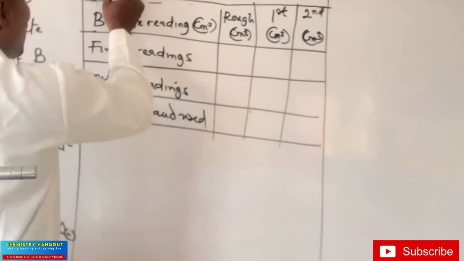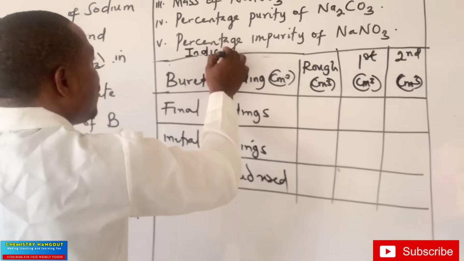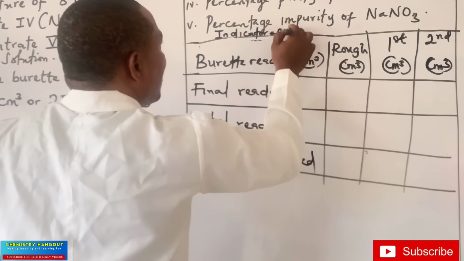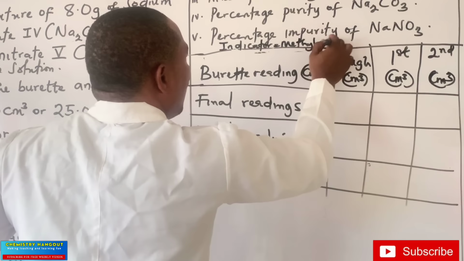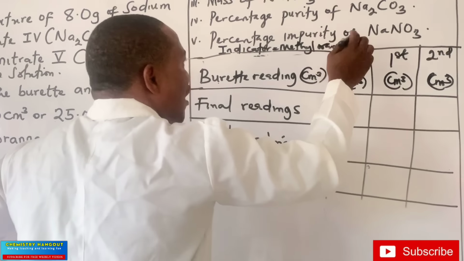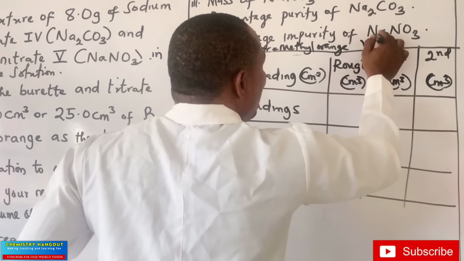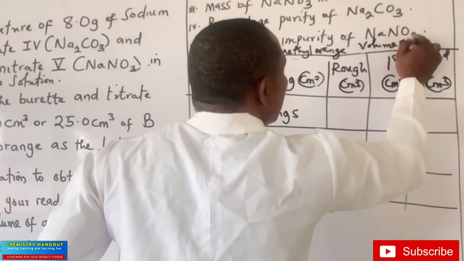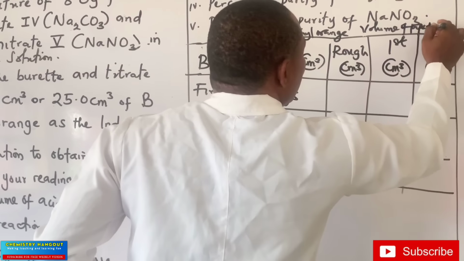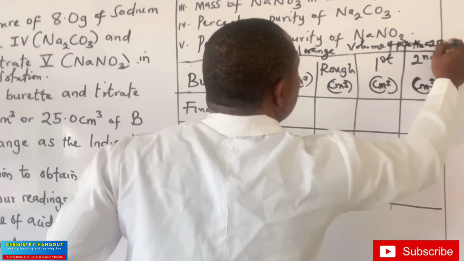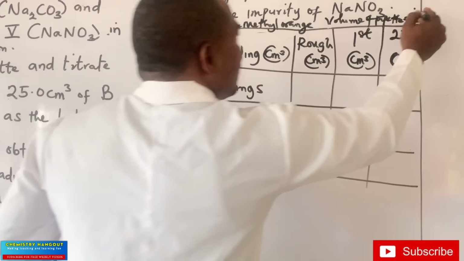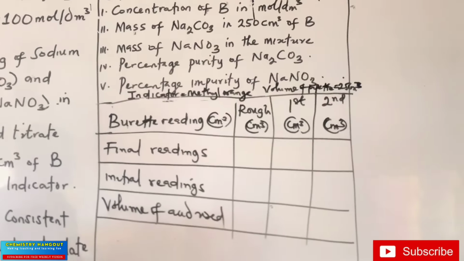Our indicator, let's tell them, because they have even told us the indicator to use. So we can do our methyl orange, right? And our volume of pipette, let's specify the one we used. So let's say we use 25 centimeter cube. So we are using 25 centimeter cube.